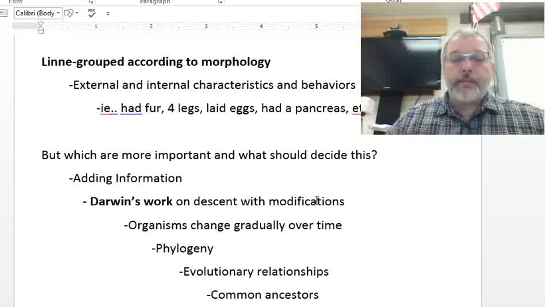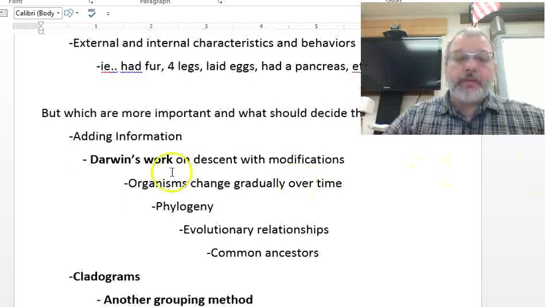And a way to look at that is something called descent with modification. So an organism had all these certain characteristics. It changed gradually over time. It modified over time. And as you see here, that's what that says. Organisms gradually change over time. And this led to the use of phylogeny. And that is kind of like a branch of taxonomy or classification. And it's classification based on evolutionary relationships, more specifically common ancestors.